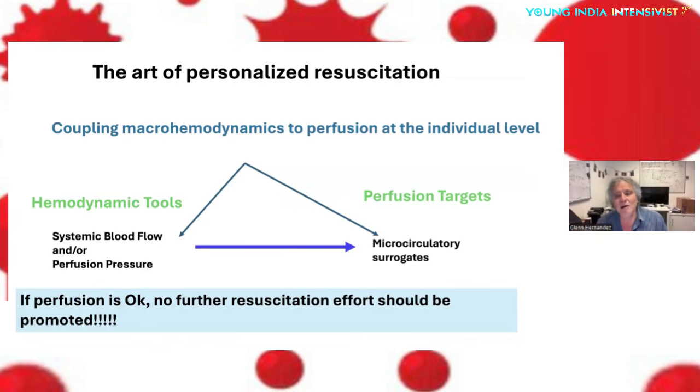So the art of personalized resuscitation is to couple the macro-hemodynamics, via gentle, precise, physiologically driven interventions, to restore tissue perfusion as fast as possible, but without crossing the barrier of over-resuscitation. This is what we have to do. When we conclude at the bedside that reperfusion has been achieved, we have to stop this active resuscitation process to prevent over-resuscitation.